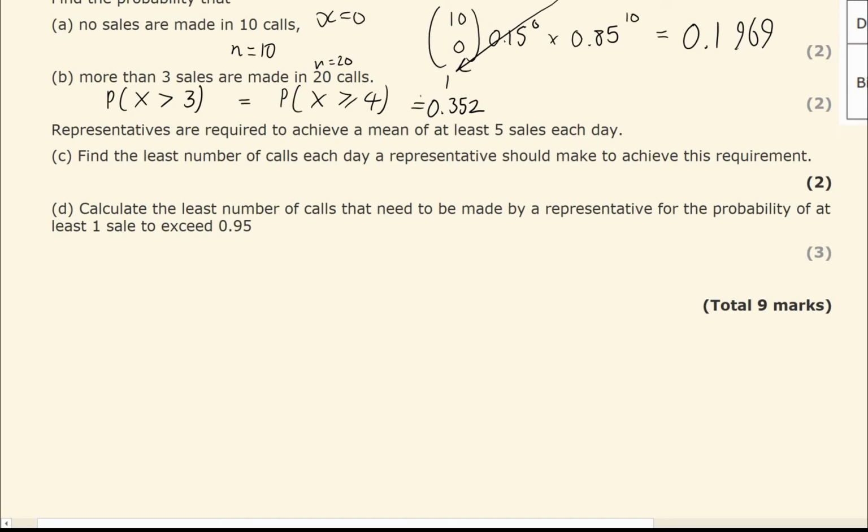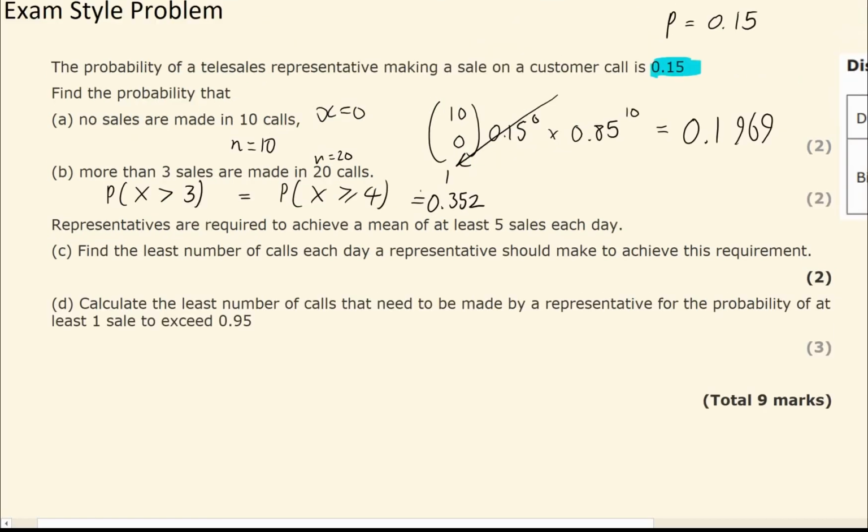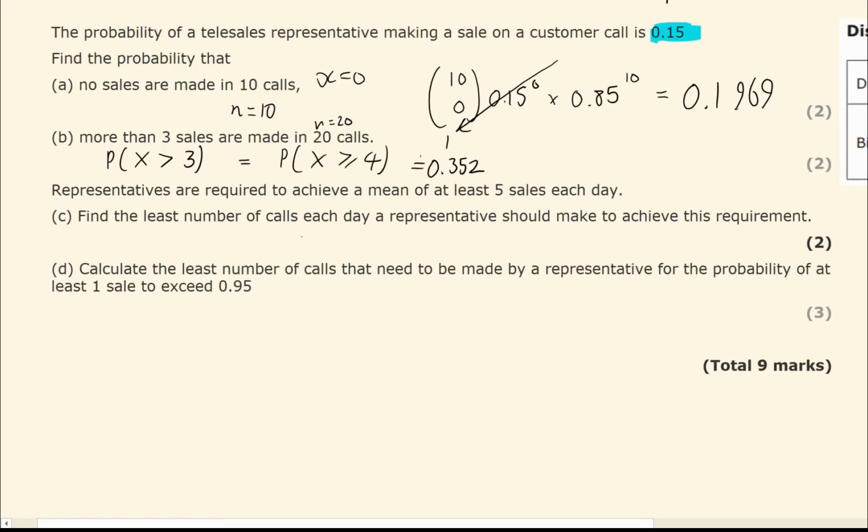Okay, representatives are required to achieve a mean average of at least 5 sales each day. Find the least number of calls each day a representative should make to achieve this requirement. So it's basically saying how many calls should you make in order to expect to get 5 sales. You're making n calls, we're going to times that by the odds of making a sale, and we want that to equal 5. Just make at least 5 sales every single day.